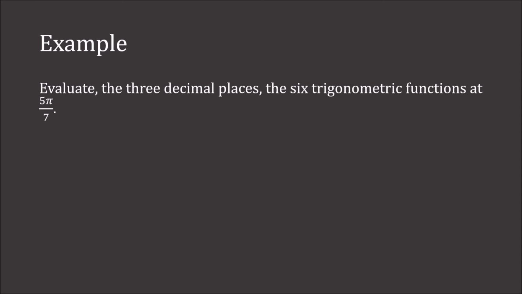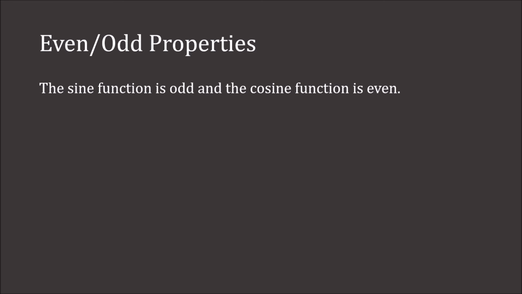So again, in the next video, we will look at this example using technology to calculate the trigonometric functions at a specific angle. All right, so more properties. The sine function is an odd function, and the cosine function is an even function.